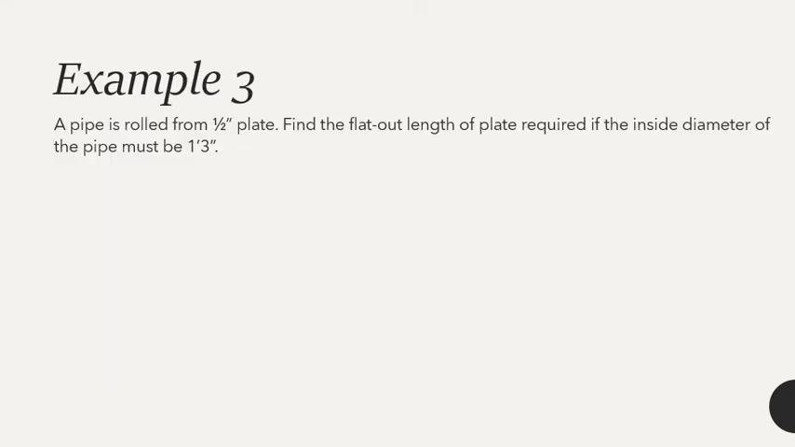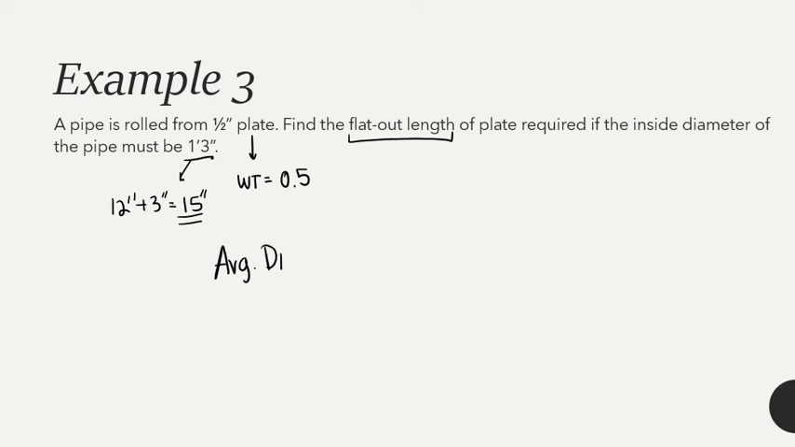And for our last example, we're going to take a pipe and roll it up from 1/2 inch plate. So I know that my wall thickness is 0.5 or 1/2 inch. I just want the flat out length of plate, and I have an inside diameter that is required to be 1 foot 3 inches. Let's convert that. That's 12 inches plus 3 inches equals 15 inches. Okay, that's an inside diameter. So my average diameter equals 15 inches, my inside diameter, plus a single wall thickness, equals 15.5 inches.